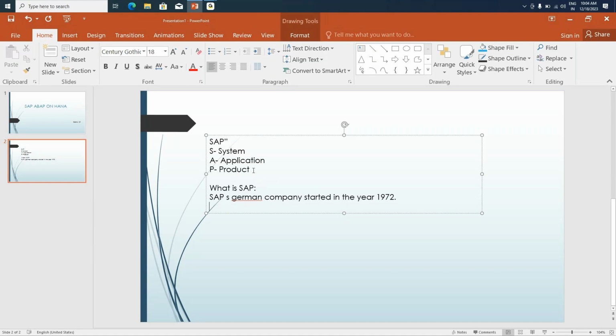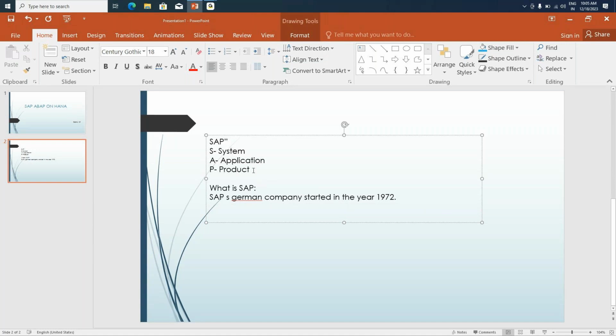SAP has many modules as well. We'll go through each and every module briefly. But throughout the session, we will not be looking into the other business processes or the other functional areas. Our focus will only be on ABAP throughout the session.